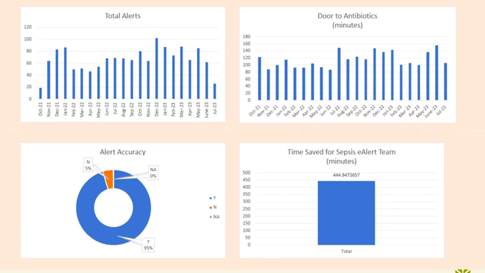The time saved for our sepsis alert team is one that is really just important to our team. And that is our alert through the pre-hospital alert came about on average 444 minutes earlier than our traditional alert when you're basing it off data from the acute care encounter.